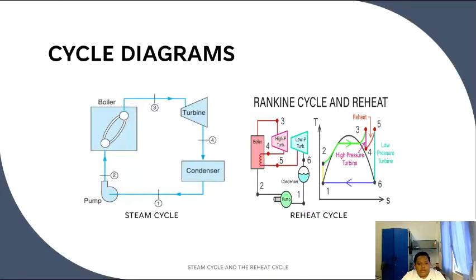A reheat cycle power system is a heat engine converting thermal energy into work. Similar to the vapor compression heat pump, it comprises four main components: a boiler, a turbine, a condenser, and a pump.